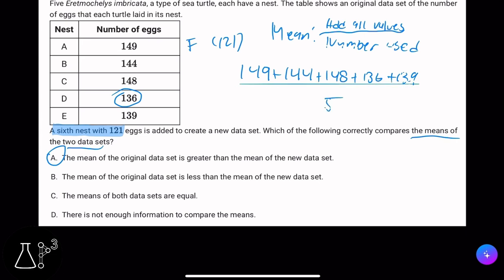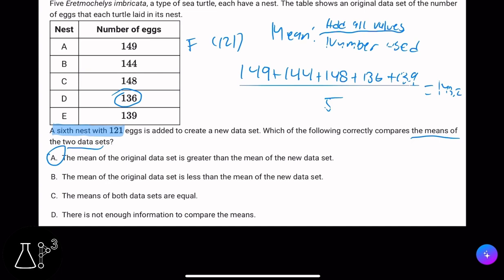Now, good thing about it is that you can plug it into a calculator. You can use Desmos, or you can use your graphing calculator, depending on what you use, which is always convenient because doing this math mentally takes a little bit of time. And you get, if you do 716 divided by 5, roughly 143.2.